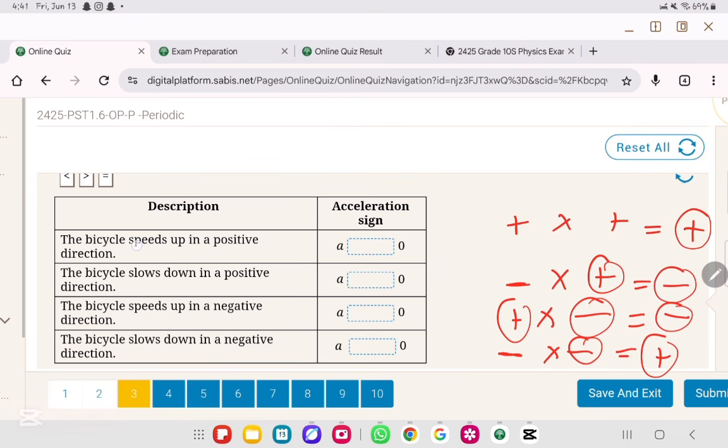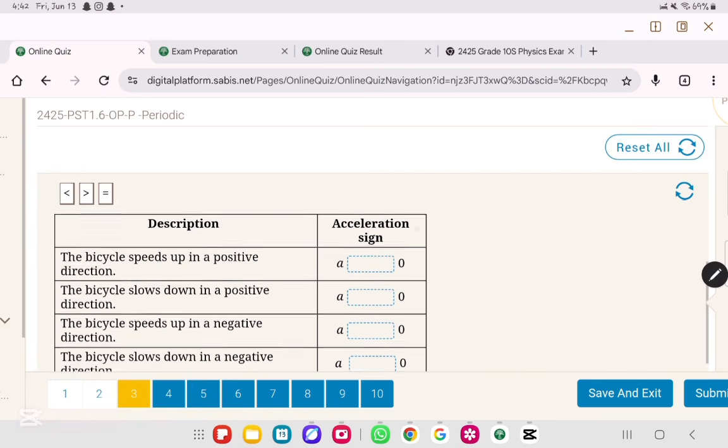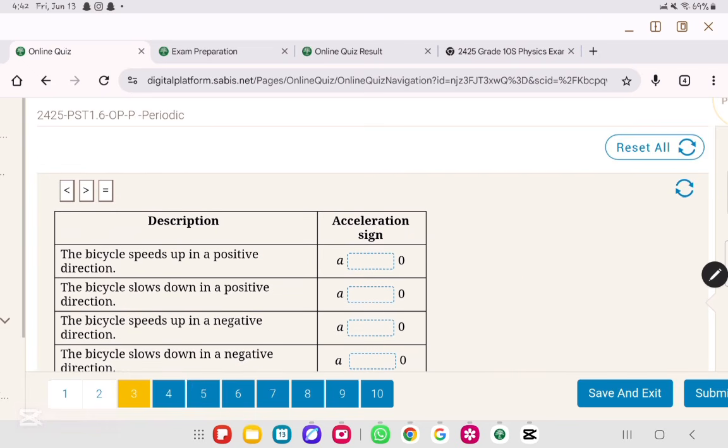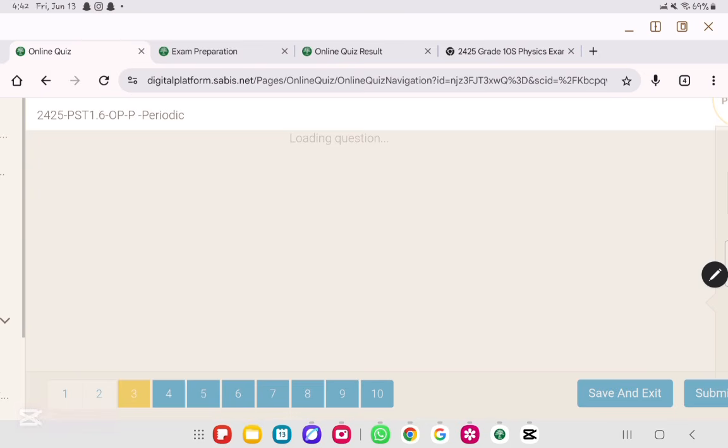So speeds up, positive, it's gonna be positive. Slows down, this is minus, my bad. Positive, it's gonna be negative. Speeds up, negative, it's gonna be negative. Slows down, negative, it's gonna be positive. So plus times plus is plus, minus times plus is minus, minus times minus is plus, and plus times minus is minus. Okay, so here definitely it is gonna be greater than 0 or positive. This is gonna be negative, negative, and then positive.